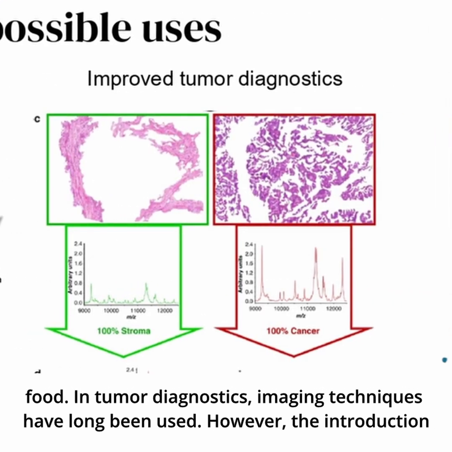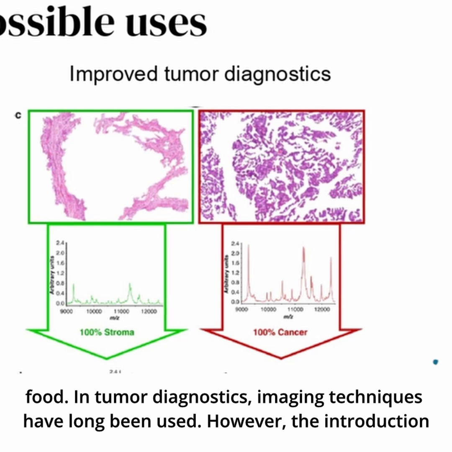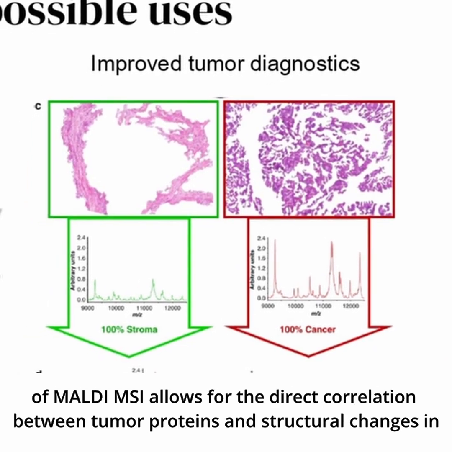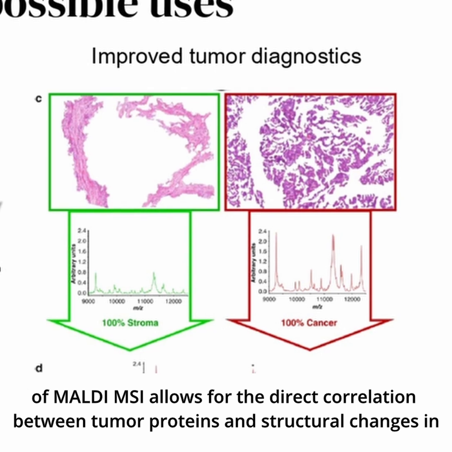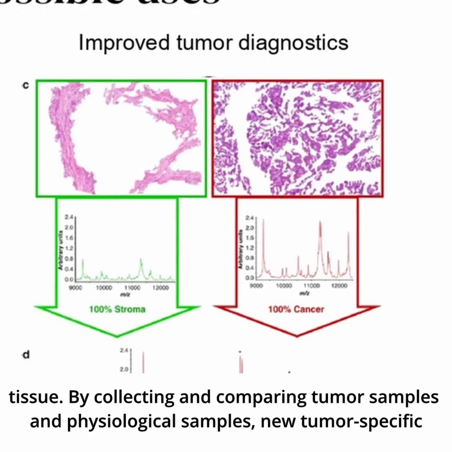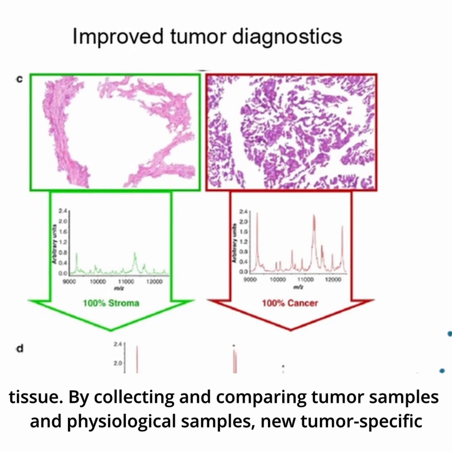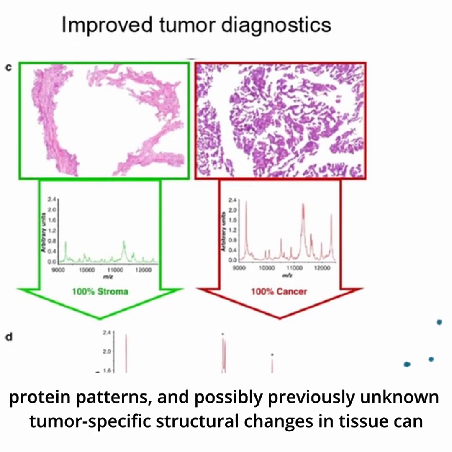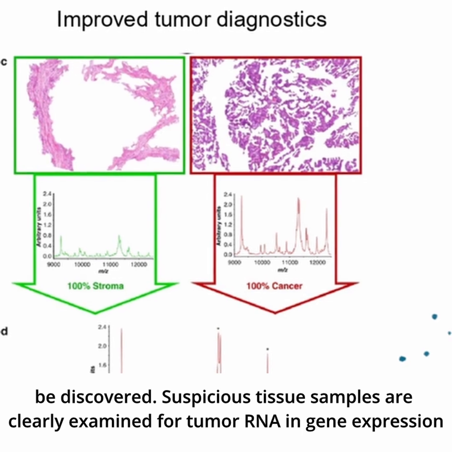In tumor diagnostics, imaging techniques have long been used. However, the introduction of MALDI MSI allows for the direct correlation between tumor proteins and structural changes in tissue. By collecting and comparing tumor samples and physiological samples, new tumor-specific protein patterns, and possibly previously unknown tumor-specific structural changes in tissue can be discovered.